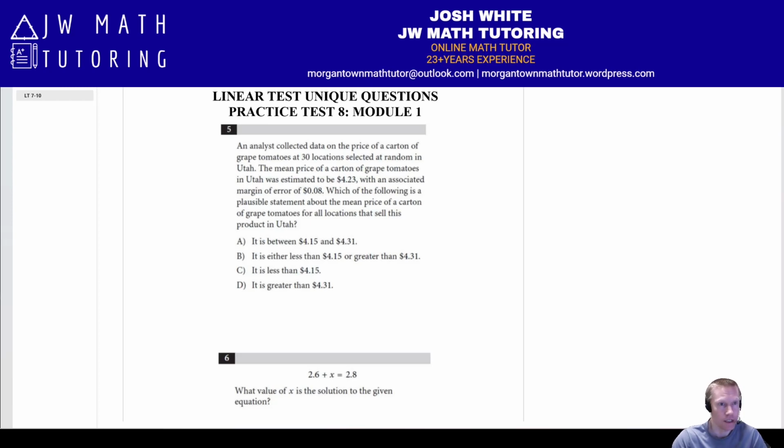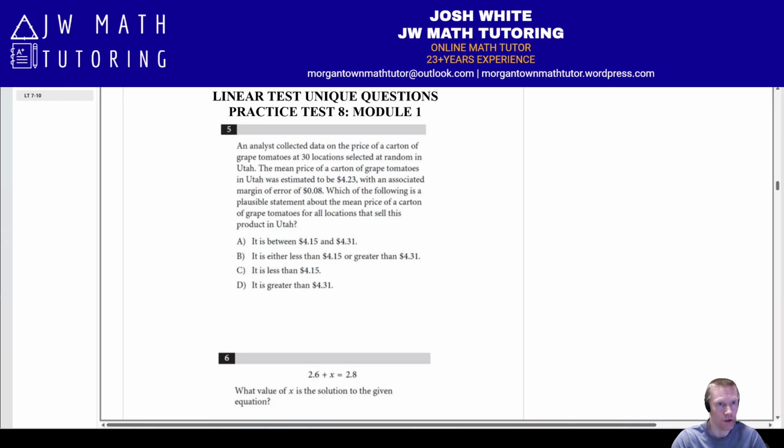Again, we are working on linear non-adaptive paper practice test number 8, the math sections. We're starting with module 1. The first unique question we have is number 5. This is basically a survey type question. The mean for this carton of tomatoes is 4.23, and they tell you the margin of error is 8 cents. So which of these is plausible?